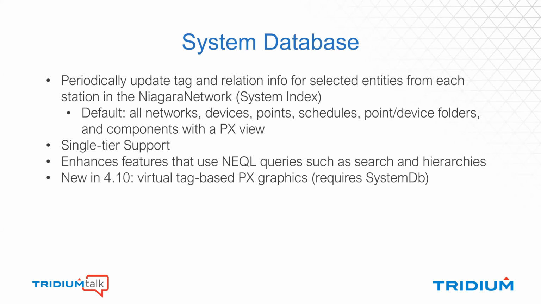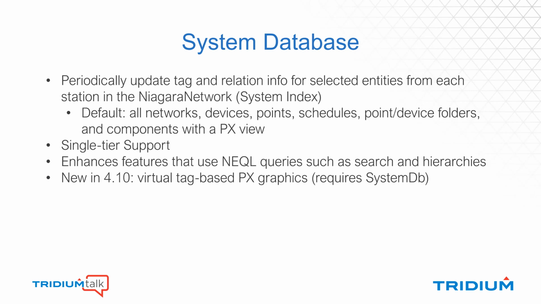Another feature in Niagara that uses tag and relation information is system database. Along with system database is the system index, which periodically updates the tag and relation information for selected entities from each station in your Niagara network. By default, it will index all networks, devices, points, schedules, point device folders. And now in 4.10, we'll also pull up any components with a PX view using the new implied tag, n:hasPxView.